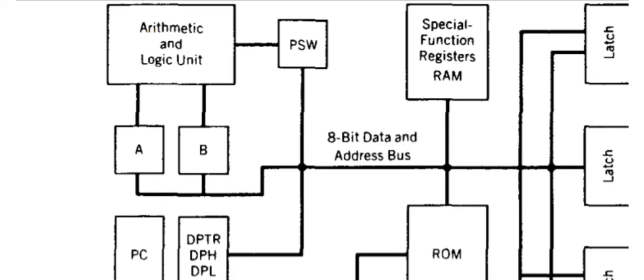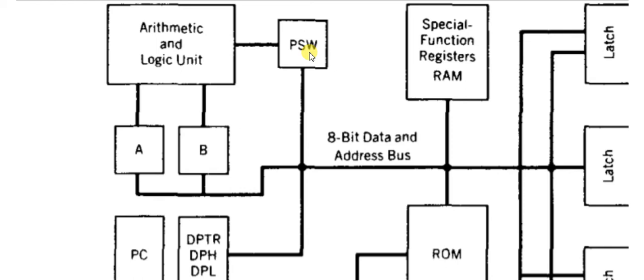In a similar way, the two registers, A, which stands for accumulator, and the B register, are directly part of the ALU. All these registers are 8 bit, because our 8051 microcontroller is 8 bit. One more register which is directly connected with the ALU is the program status word.